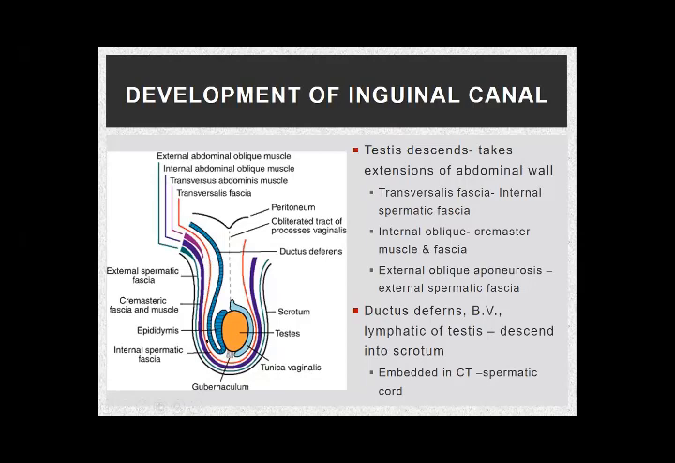This contributes the internal spermatic fascia. Then the testis passes through the internal oblique. This contributes the cremasteric fascia, and outermost, the external oblique muscle contributes the external spermatic fascia to the testis.